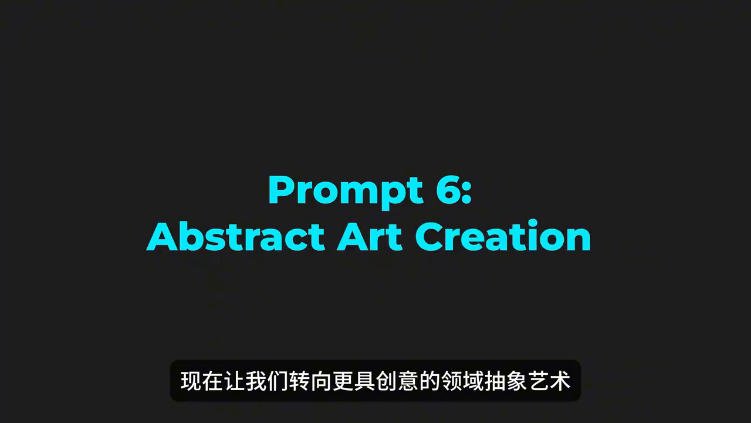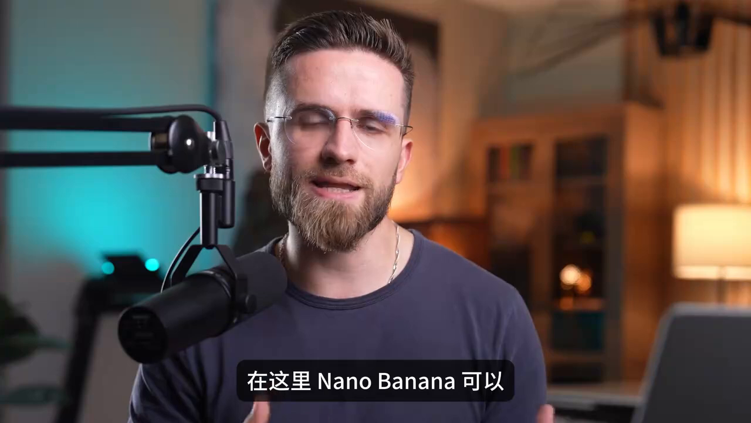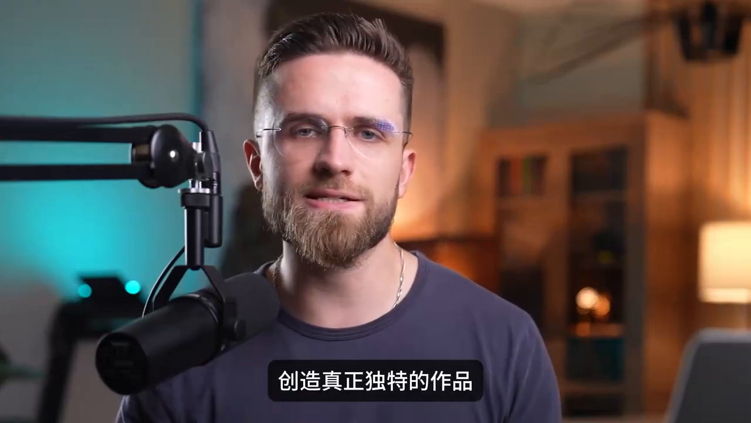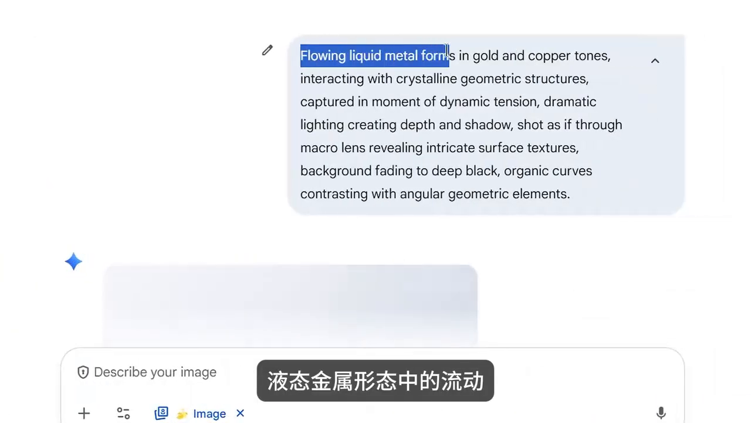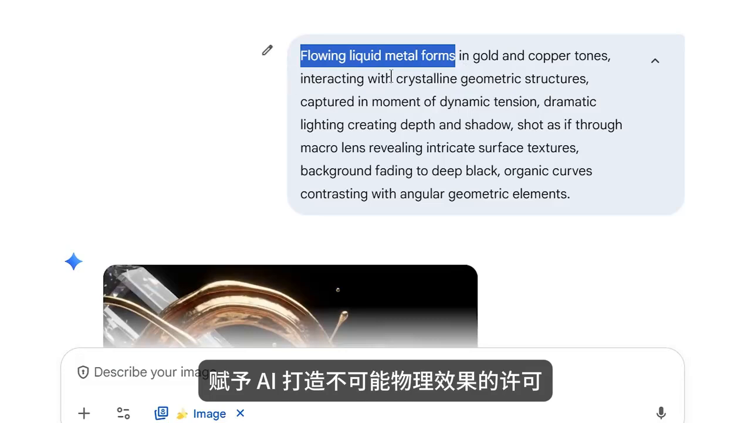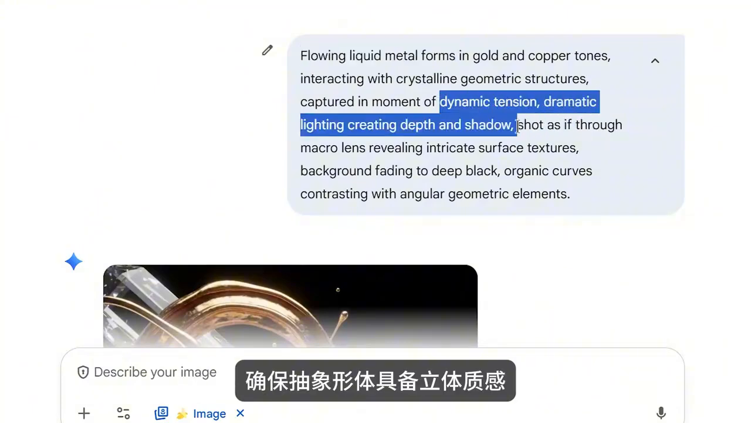Now let's shift into more creative territory with abstract art. This is where Nano Banana can create truly unique pieces that would be impossible with traditional photography. Here's my abstract prompt. Flowing liquid metal forms gives the AI permission to create impossible physics, while dramatic light and creating depth and shadow ensures the abstract forms have dimensional quality.